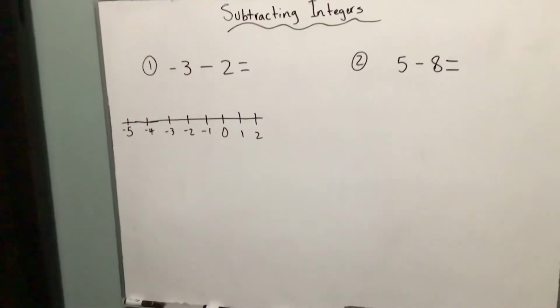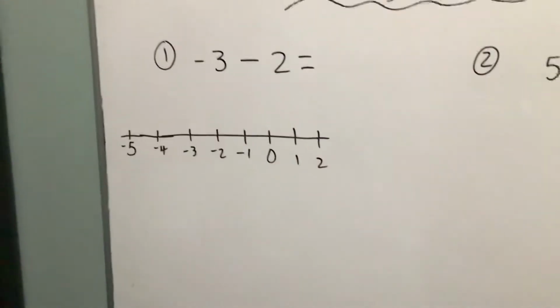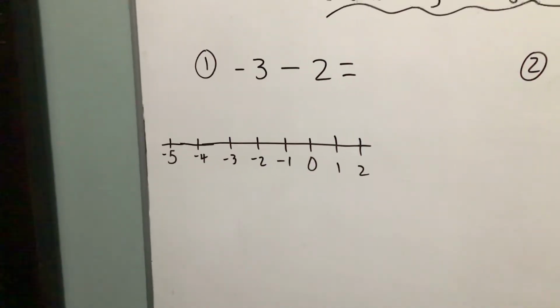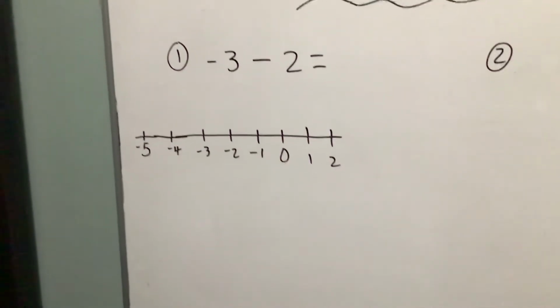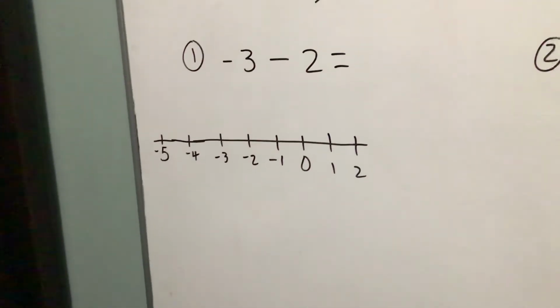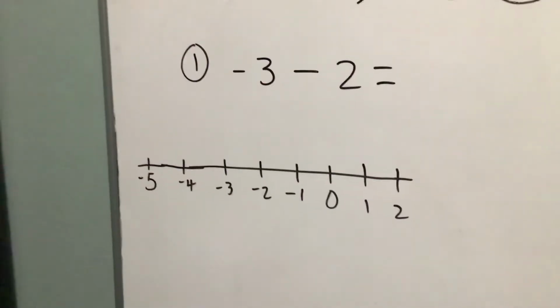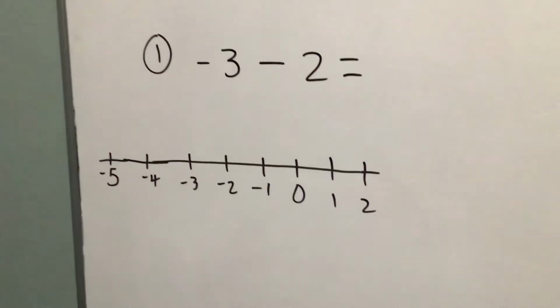So the first example says -3 minus 2, and the first way we're going to solve it is with a number line, and then we're going to use a strategy that I always tell my students to use that is very helpful. So let's start with the number line again, -3 minus 2.